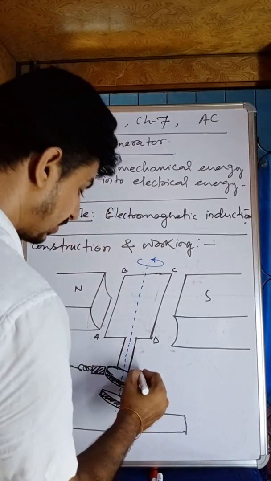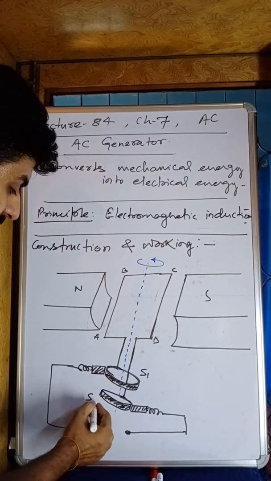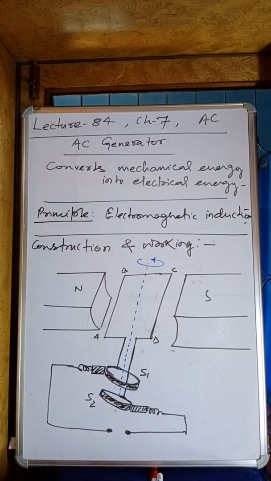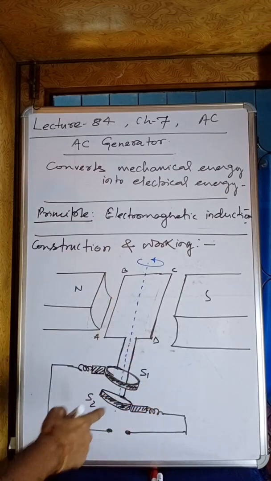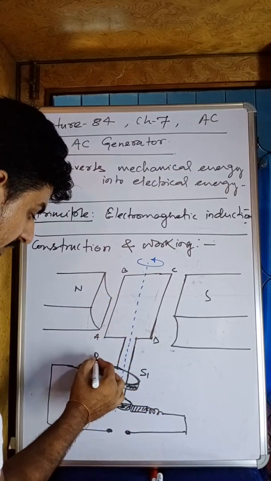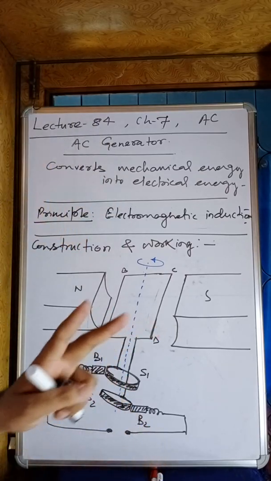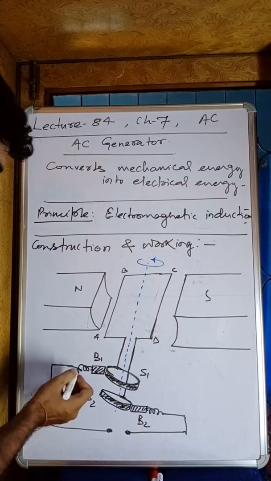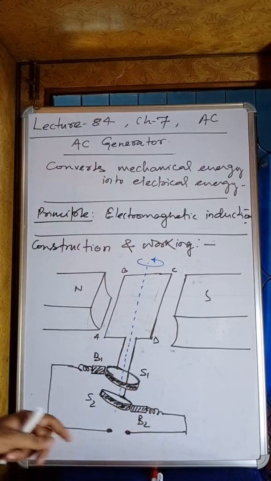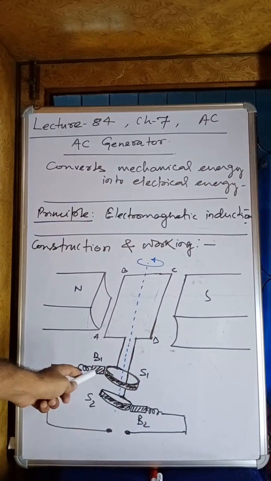Alright, so these are the rings S1 S2. Basically I'm not going to write, you have to write by yourself. Listen carefully. S1 S2 are the two slip rings. This B1 and B2 are the two carbon brushes. Alright, and this is the soft spring. Remember, here we will get the output. Here we will get the output.